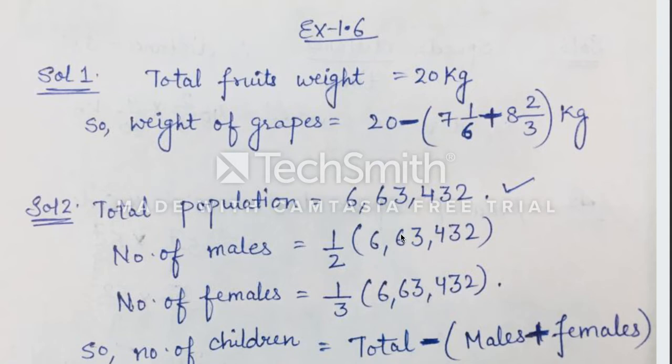2 3s are 6, 2 3s are 6, 2 1s are 2, 2 7s are 14, 2 1s are 2, 2 6s are 12. So that is how you will get the number of males.